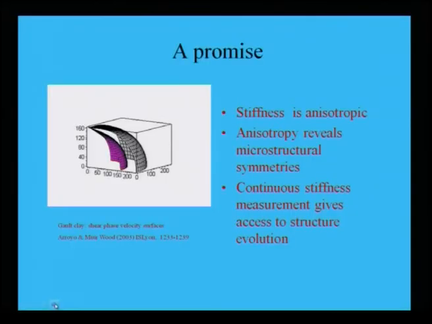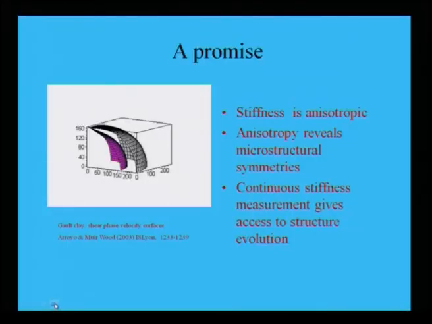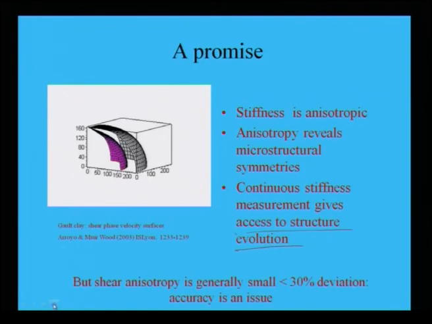Advantage three is that you can measure stiffness anisotropy. Anisotropy reveals microstructural symmetry. Isotropy means the x, y, z directions will be the same; anisotropy means x, y, z are different. So with continuous stiffness measurement, you get access to structure evolution. That means you can assess what the microstructure is inside. But shear anisotropy is generally small, less than 30% deviation. Accuracy is an issue, this really is an issue.